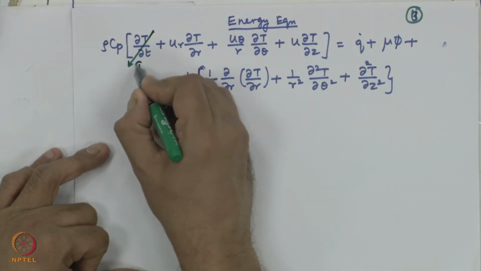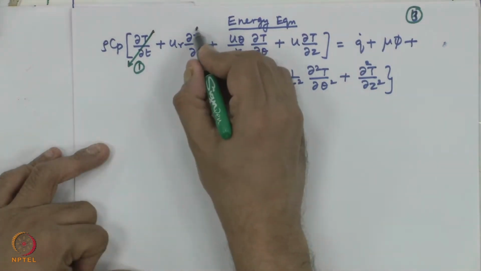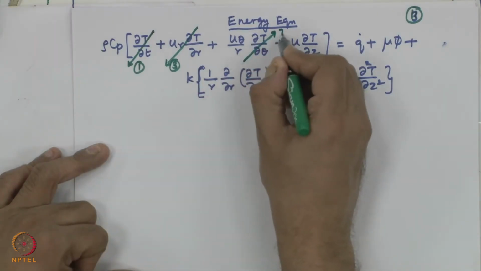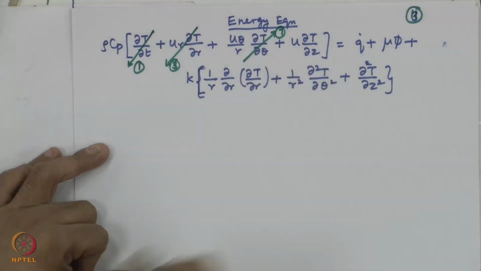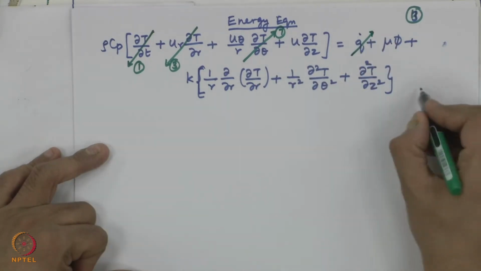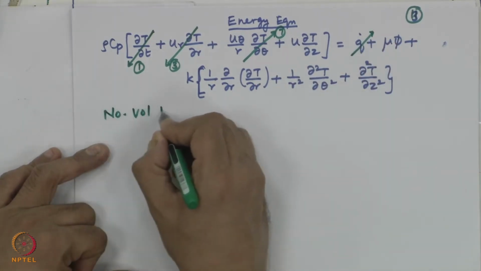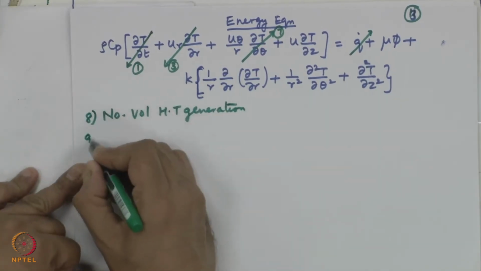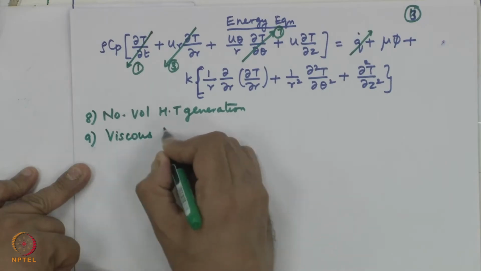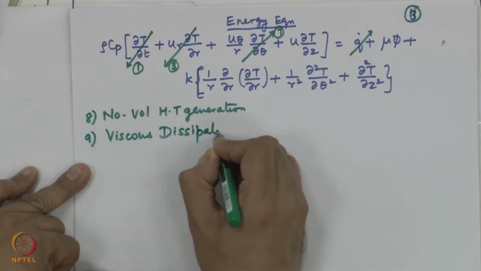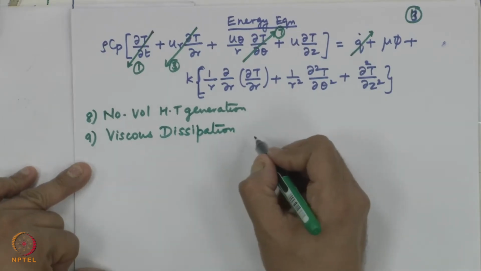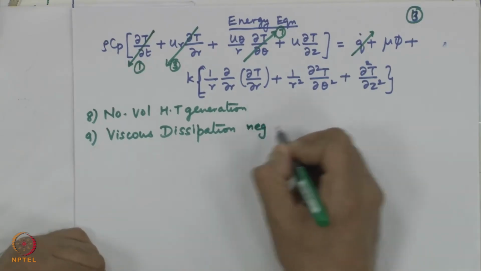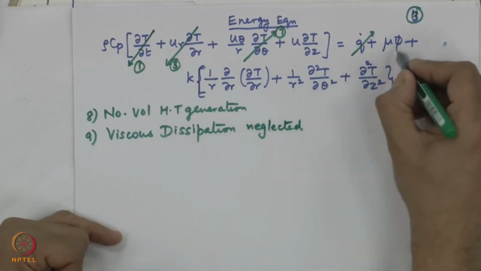So, this is steady state, first assumption. u r is equal to 0, number 3. u theta or any gradient with respect to theta is 0. So, assumption number 7, we are left with this, no volumetric heat generation. You can call this assumption 8. Assumption 9 is viscous dissipation negligible. The viscous dissipation is important only in high speed flows. You would have seen this during the derivation of the energy equation and the non-dimensionalization. So, viscous dissipation is neglected. This is assumption 9.